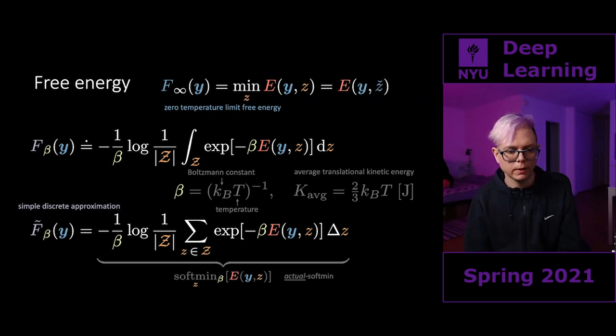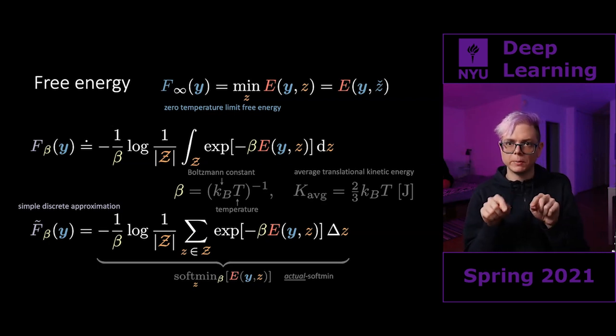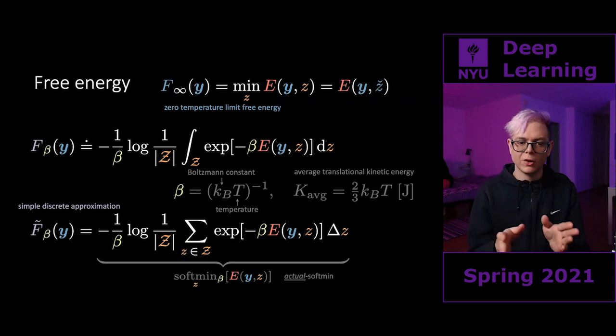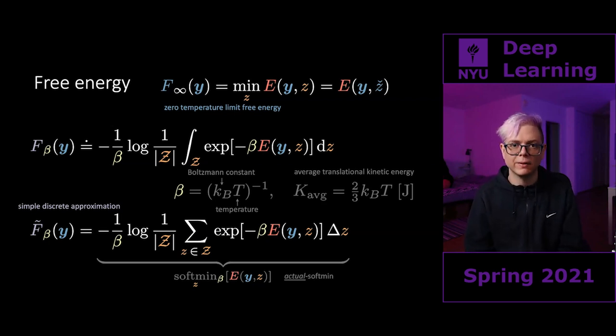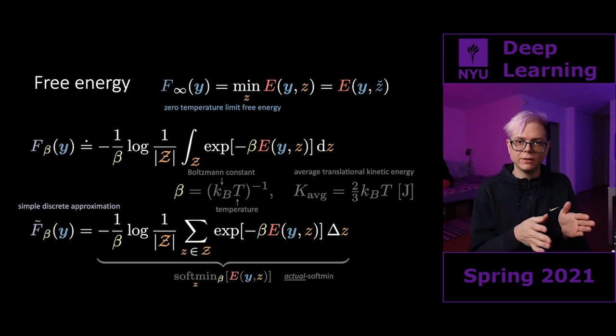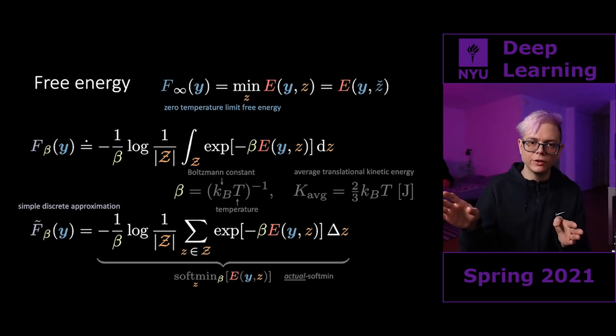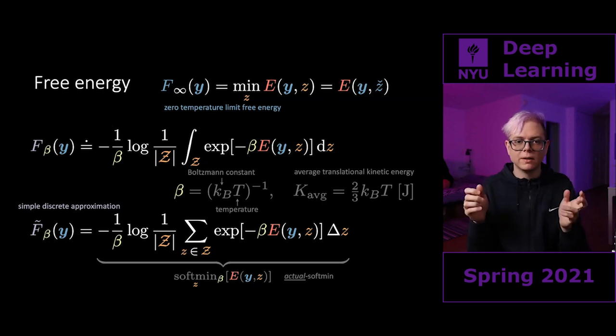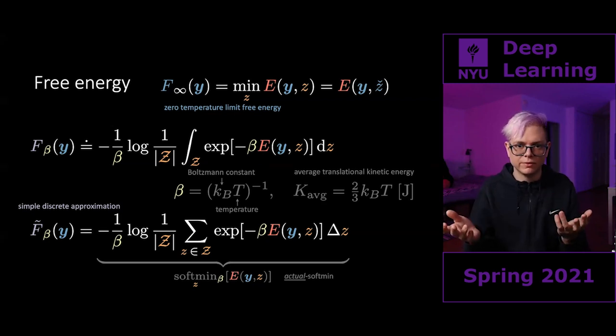We'll see how these are called in programming terms later in PyTorch and other libraries. They use wrong names. These are the correct names, the names that make sense to me. So you have the mean, which is the zero temperature limit free energy. If it's not that cold, if it's a bit warm, then you get a soft version of the mean.